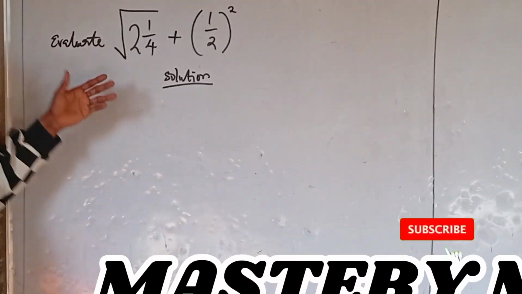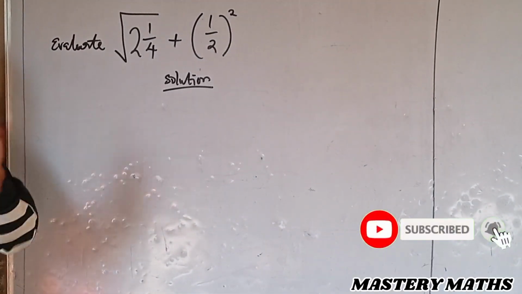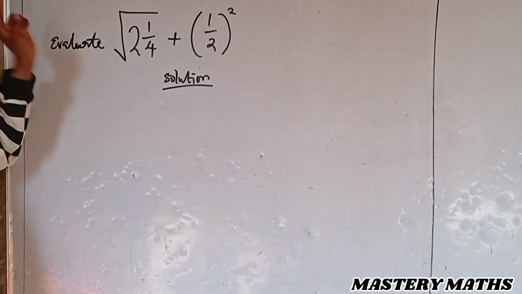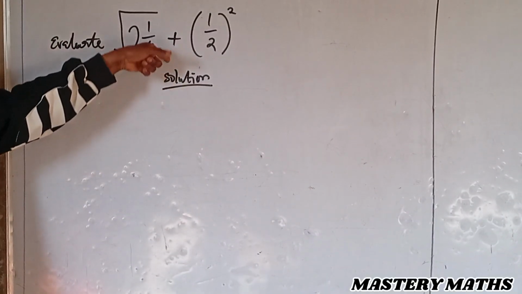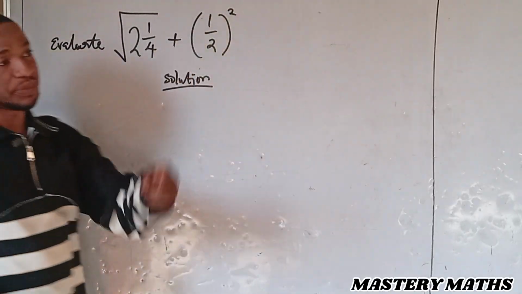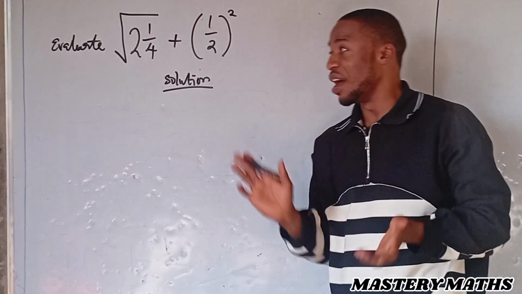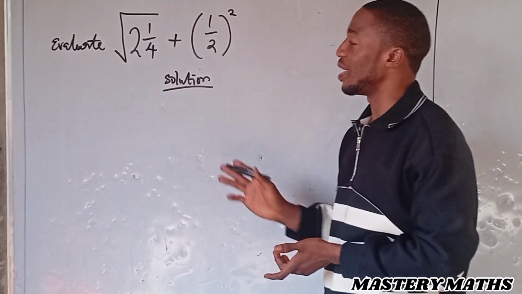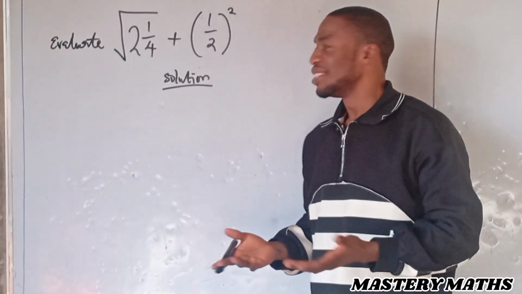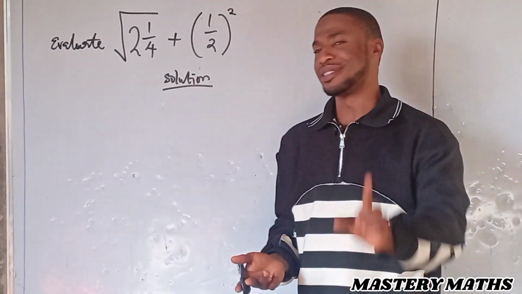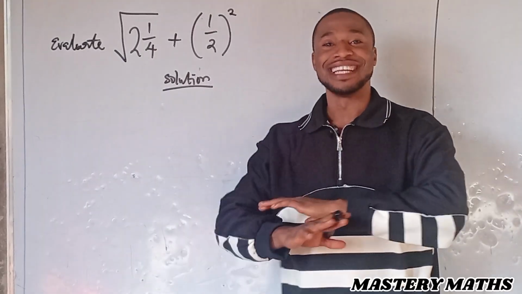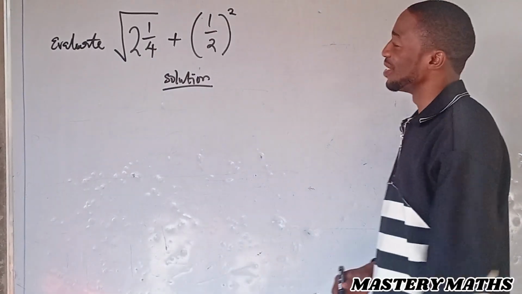You have to evaluate root of 2 whole number 1 over 4 plus 1 over 2 squared, as on the board. Now, how do we attend to this question? Very simple. When you see something like that, you don't need to stress or panic. Just smile at the question, then you trash it. Now, let's do this on the board.